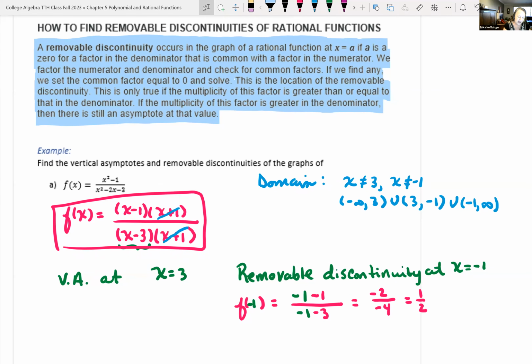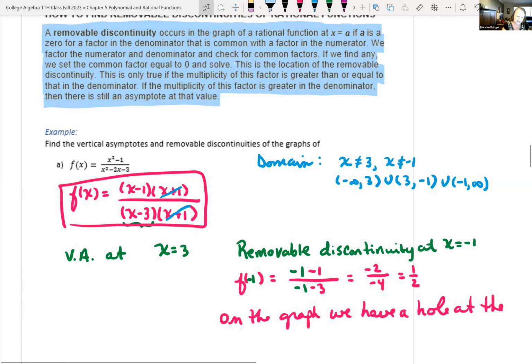So on the graph, we have a hole at the point negative 1, 1/2.